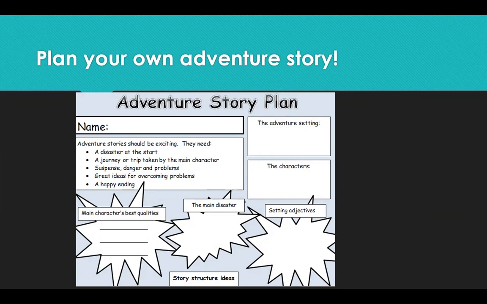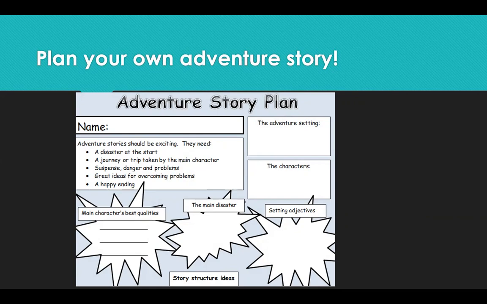So they need a disaster at the start. Okay, so now this isn't really compulsory at the start because a disaster can come anytime. For example, I'll give you an example. Two girls were in school, they went to the bus, then a disaster happened. That can also be it. It isn't compulsory for the disaster to be at the start.